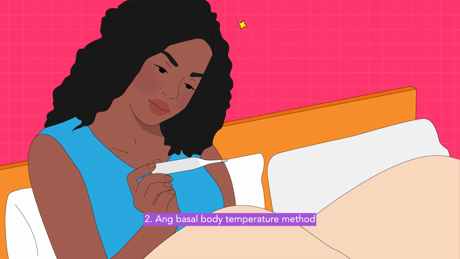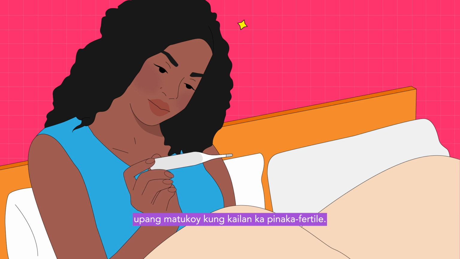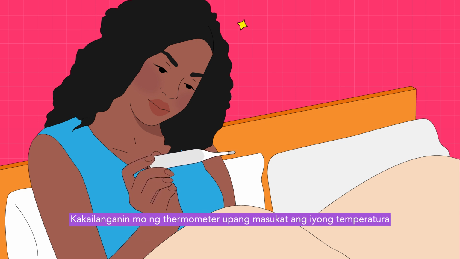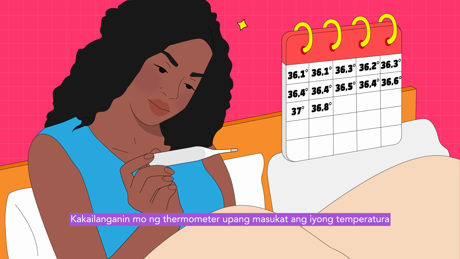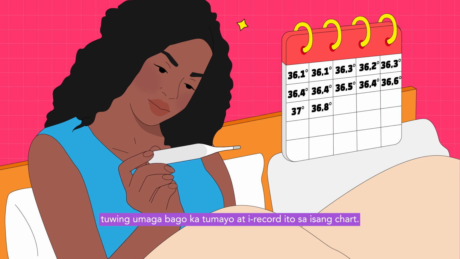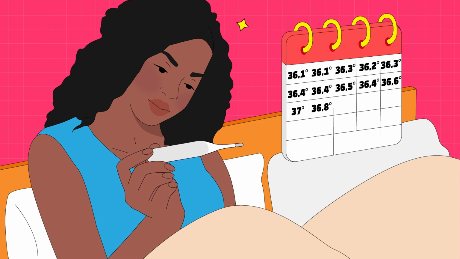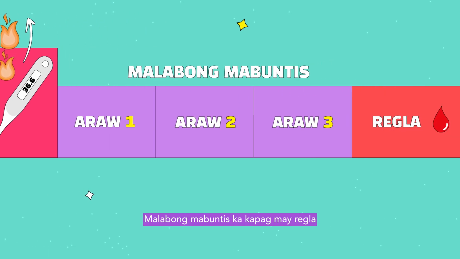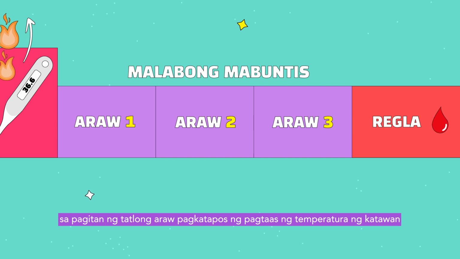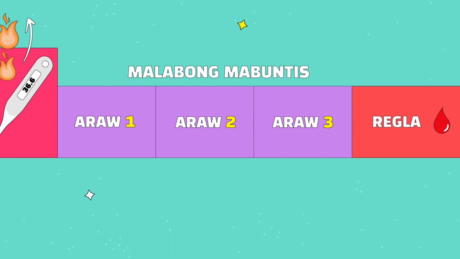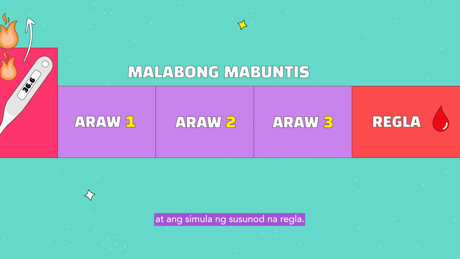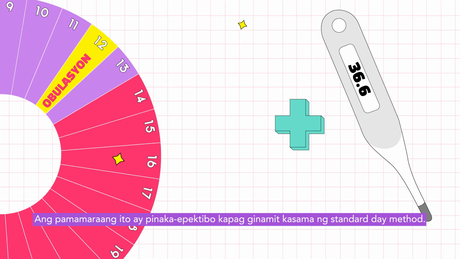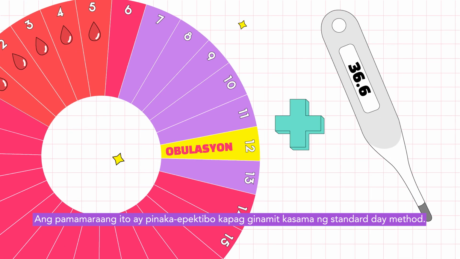2. The basal body temperature method uses your body temperature to determine when you are most fertile. You will need a thermometer to measure your temperature every morning before you stand up and record it on a chart. After ovulation, your basal body temperature will rise slightly. You are unlikely to get pregnant in the period between 3 days after a rise in body temperature and the start of the next period. This method is most effective when used together with the standard day method.